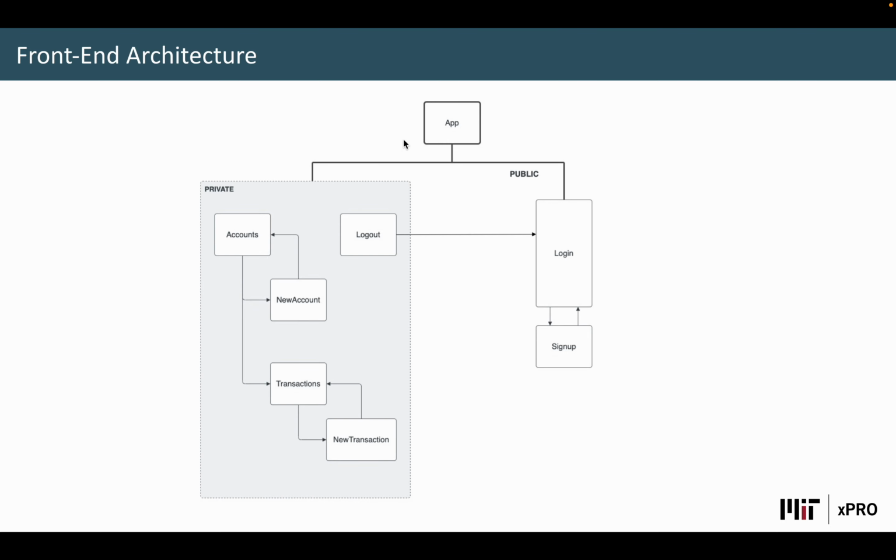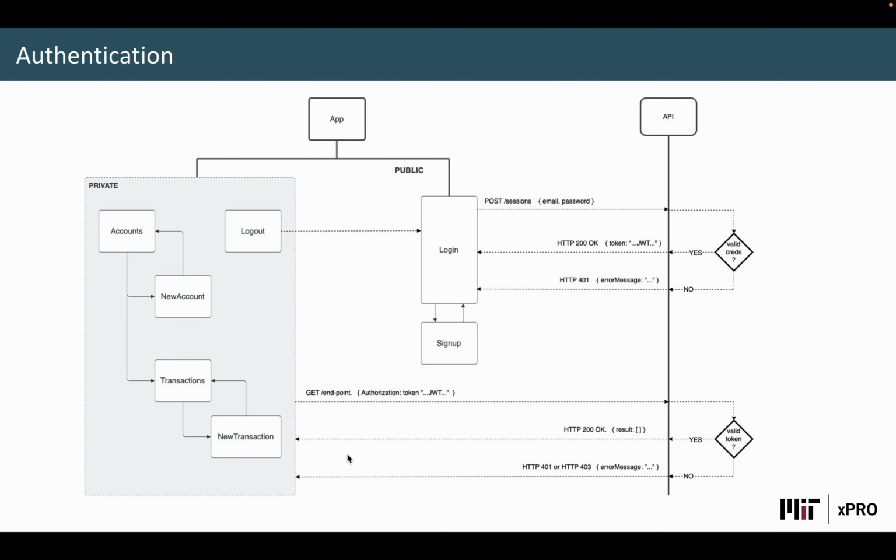There is the root app component, accounts, which acts as the applicant's home, new account, transactions, and new transaction, where the user can make a deposit or withdrawal. Every page request the user makes starts at the app component. The app component does 2 things. It checks to see if an authentication token exists, and it routes the user to the appropriate component.